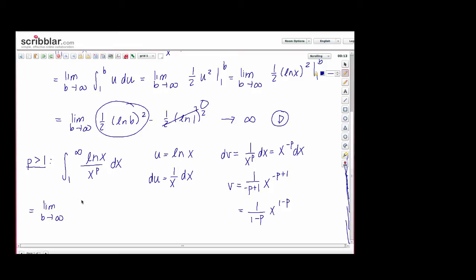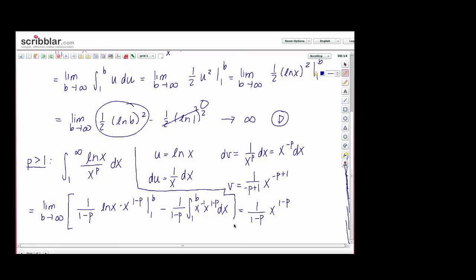Now we'll rewrite as a limit as b goes to infinity. The first thing is u times v, so we get 1 over 1 minus p, natural log x times x to the 1 minus p, evaluated from 1 to b, and then minus integral of v du. That's minus 1 over 1 minus p, integral from 1 to b, and we'll be taking the limit of this entire thing. I get 1 over x times x to the 1 minus p, so the 1 over x I'm going to write as x to the minus 1, times x to the 1 minus p, and then we have our dx.